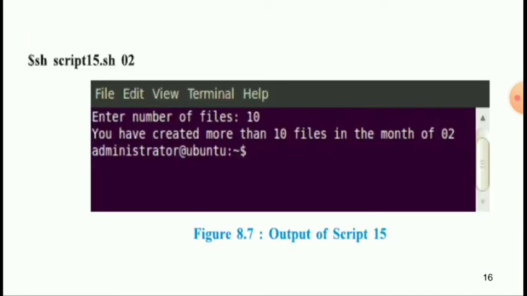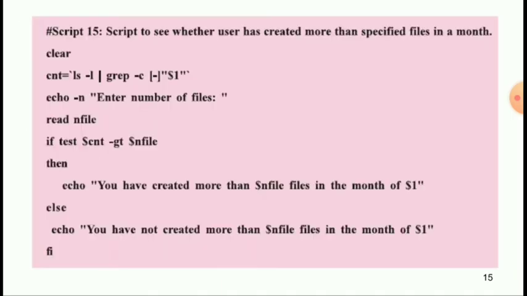So let us try to understand the scripting. Here we have defined a variable named cnt. This variable is assigned the total count of the files created in a specific month. To find out the number of files, we have used two commands, namely ls and grep.